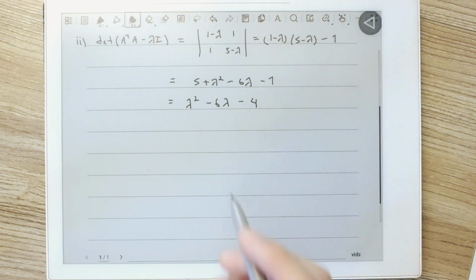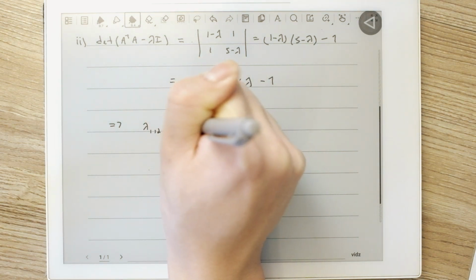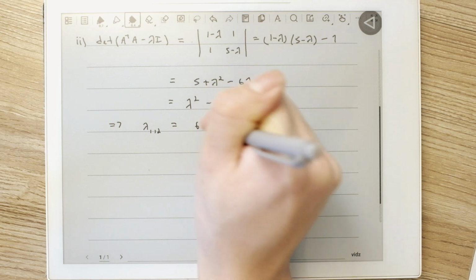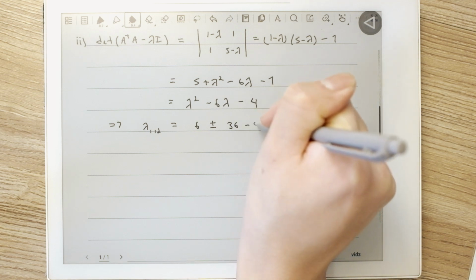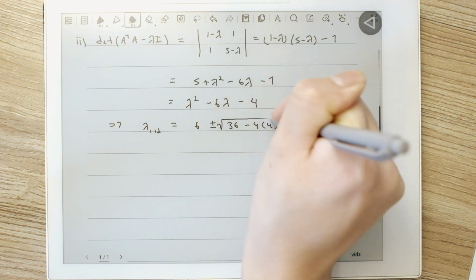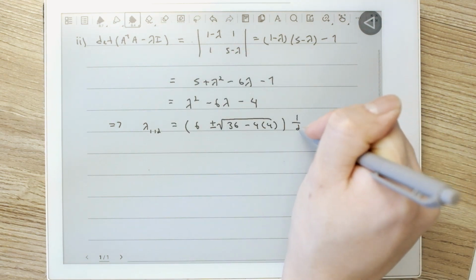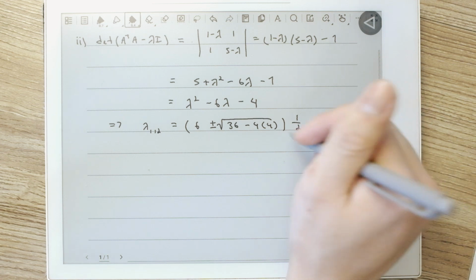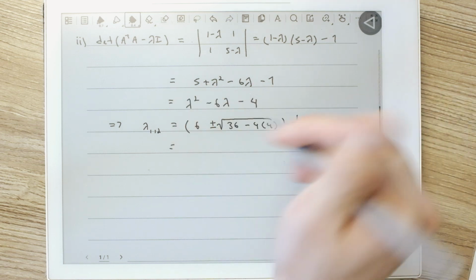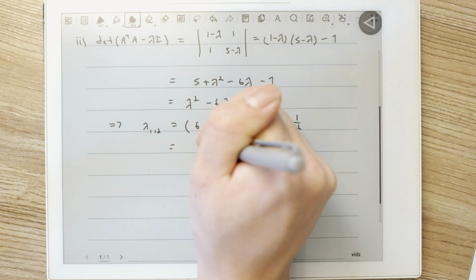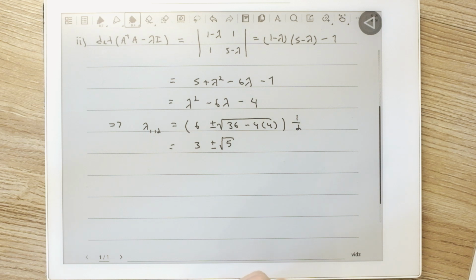Unfortunately, we can't really factorize this, so we have to use our good old friend, the quadratic formula. So for our lambda values 1 and 2, we get 6 plus minus the square root of 36 minus 4 times 4, and then we have to divide by 2, since the coefficient here is 1, so that multiplies 2a, but a is equal to 1, so that's just 2. We can simplify this. This is just arithmetic, so I'm not going to delve too deeply into this, but we essentially end up with 3 plus minus the square root of 5, after doing some arithmetic.